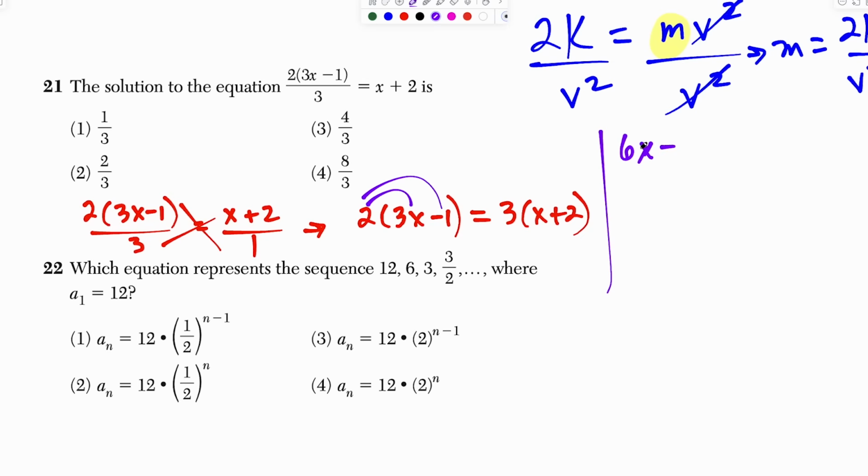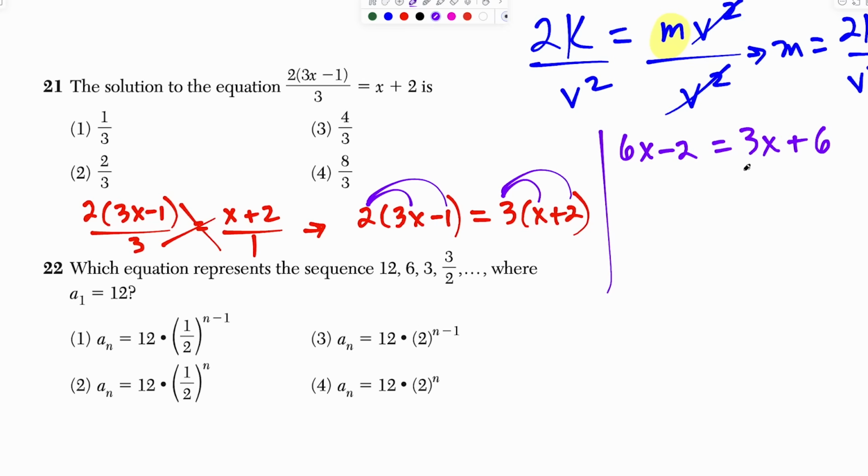So I'll just make that a little neater. So we're going to have 6x and then minus 2. And then once again, we distributed the 2 to the 3x and the 2 to the minus 1. And on the right side, we have 3 times x is 3x. And we have 3 times 2 is equal to 6.